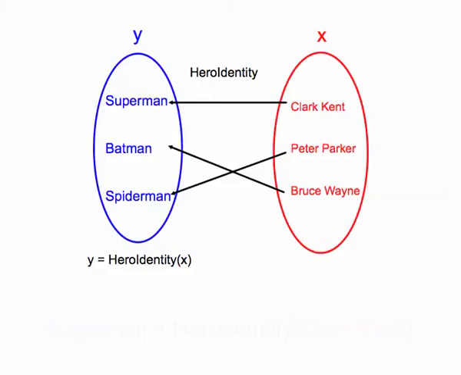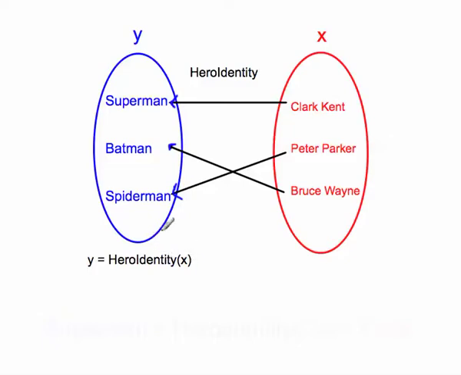Now, if you think about it, you could also turn the arrows around. So notice here the arrows are pointing the other way from how they were in the previous diagram, and we've also changed the colors of the ellipses. Now, this side is the x values, or the input values, and this is the output values. And we've got a new function, hero identity. So this new function, hero identity, is taking our input values, which are Clark Kent, Peter Parker, and Bruce Wayne, and giving us as outputs the hero identities of each of these inputs. So now we could write y is equal to the hero identity of x.